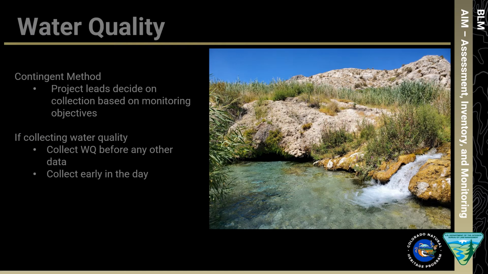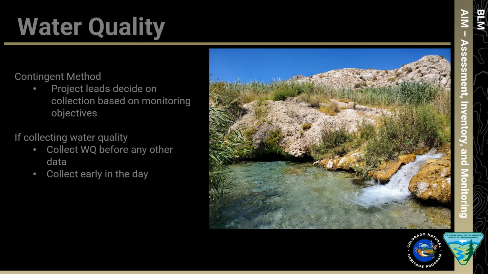Water quality is a contingent method within the Field Protocol for riparian and wetland AIM systems because many riparian and wetland areas have intermittent or seasonal hydrology and lack standing water throughout much of the growing season. Project leads should decide if and when these measurements are collected based on monitoring objectives.